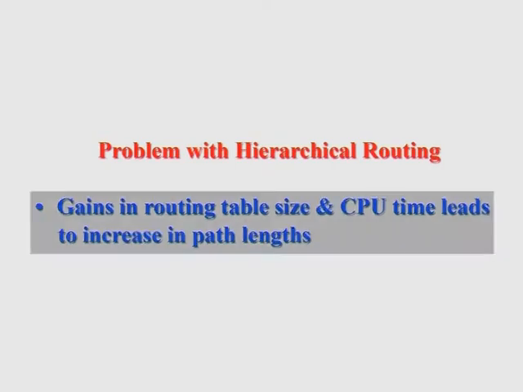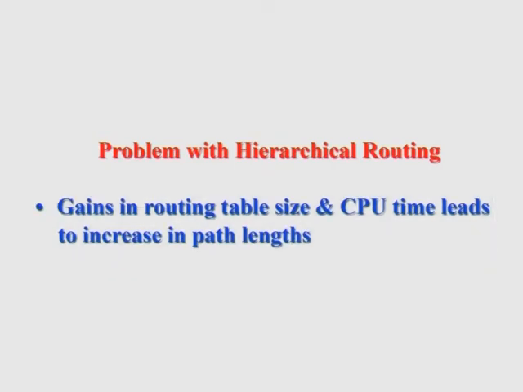Unfortunately, the gains in routing table size and CPU time are not free. The penalty of increasing path length has to be paid. Kamoun and Kleinrock in their paper discovered that the optimal number of levels for an n router subnet is ln n, requiring a total of e ln n entries per router.